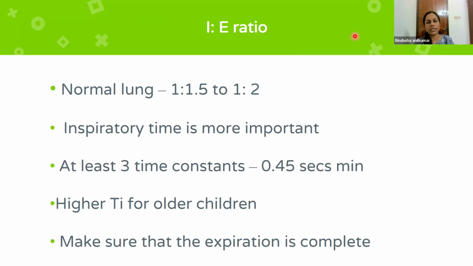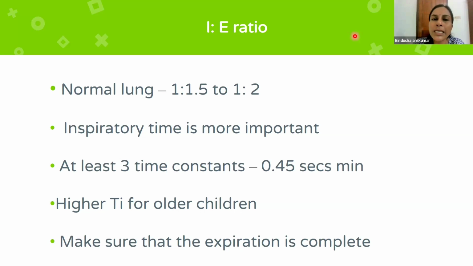But we need to know that we need to give at least 3 time constants. I think this was another concept which was explained by Mridul yesterday. He actually explained it beautifully with the help of graphs. You understood that at least 3 time constants will be needed to ventilate 95% of the alveoli. And if you keep an inspiratory time of 5 time constants, 99% of the alveoli will be ventilated. So we will keep at least 3 time constants.